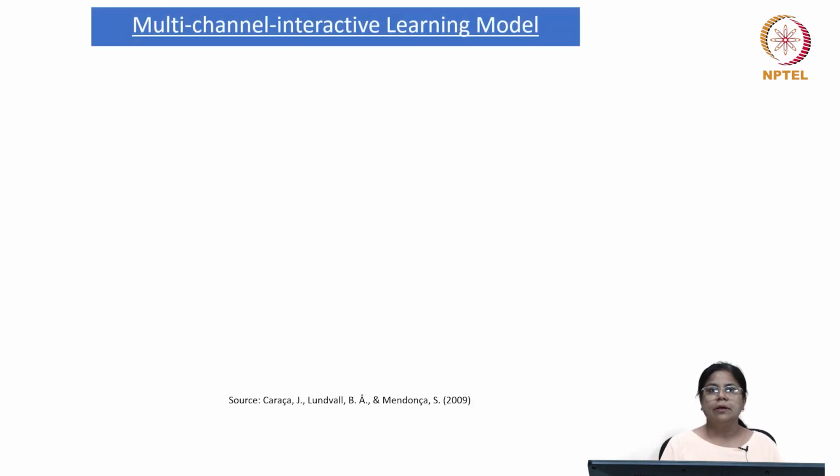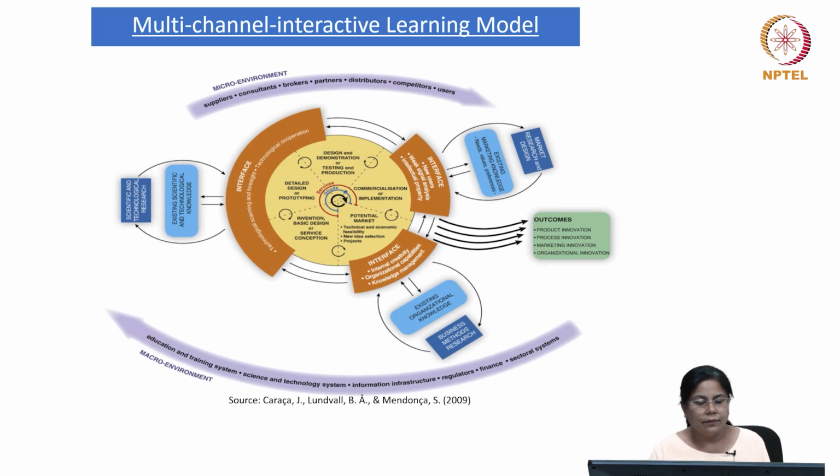Now let us look at this multi-channel interactive learning model, which is based on the works of Kline-Lundvall and Mendolan. As I said earlier, the wider institutional framework in which the innovation process happens has been missed, and the organizational setup through which the innovation happens is also missed in the earlier chain linked model. So, learning from those problems, this particular model looks extremely elaborate and rather complex, but let's make an effort to understand what has been going on.